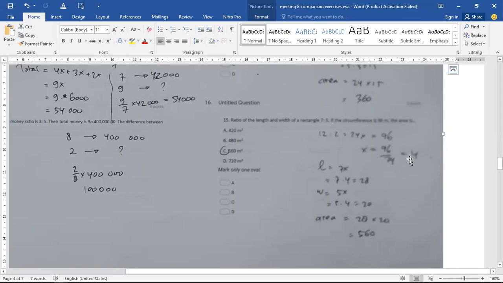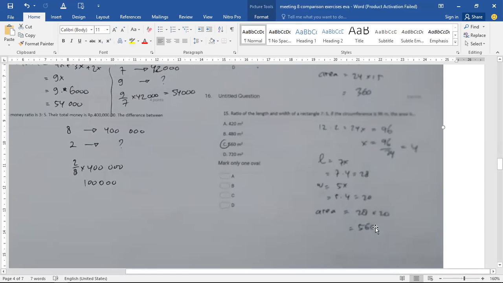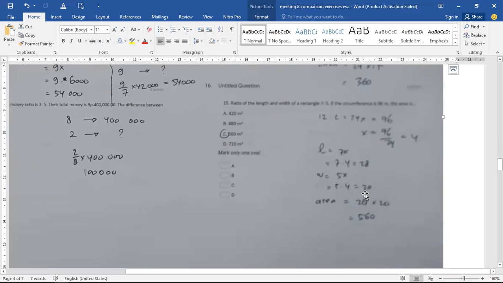Okay. After we find the value of x, we can use it to find length and width like in the previous number. So length is 7x, so 7 times 4, so 28. The width is 5x, so we change x to 4. So 5 times 4 is 20. So the area is 28 times 20 is 560.